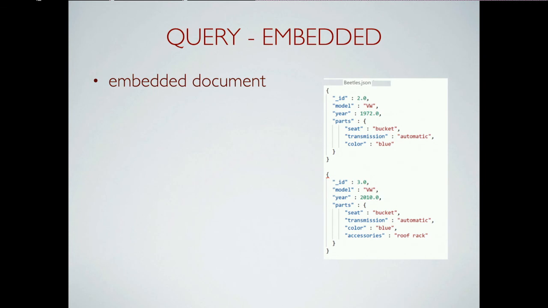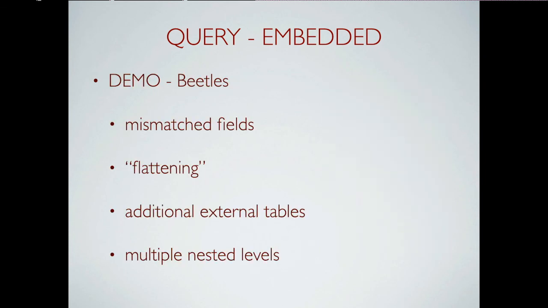So this is embedded. There's an unusual syntax here. For this demo, I called it Beatles because it's a little bit Volkswagen Beetle, of course, not the band. It's a little bit more complicated than Yugo's, but not terribly complicated. We'll look at mismatched fields like accessories. We'll look at flattening: how do we deal with things that are nested? Then additional external tables, which there was a question about earlier, and finally, multiple nested tables.